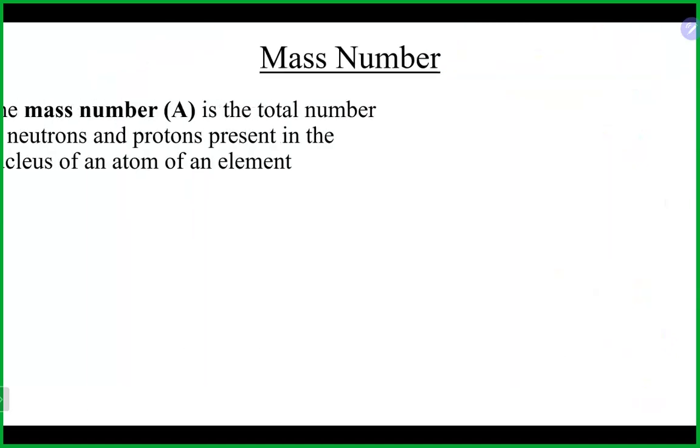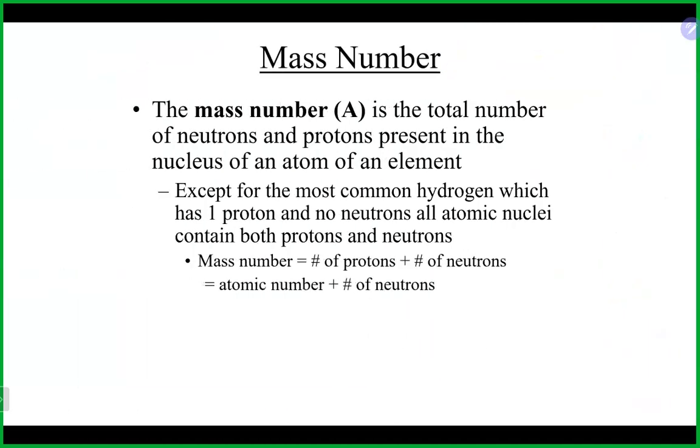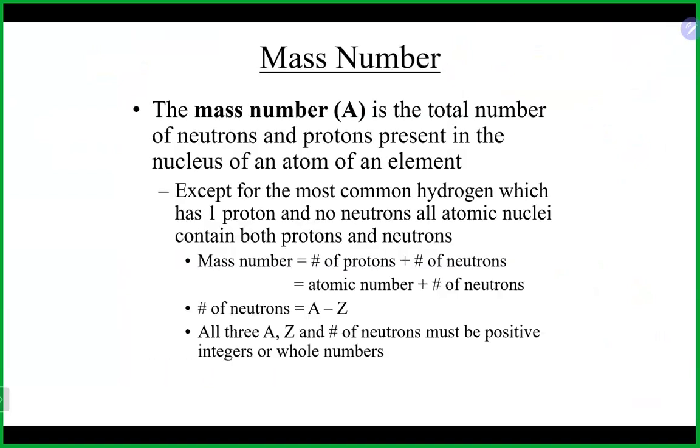Another important number is the mass number, which is abbreviated with an A. The mass number is the number of protons and neutrons that you have in an atom's nucleus. If we think about those two things, we have our mass number, which is our number of protons plus our number of neutrons. We have our atomic number that we just talked about, which is our number of protons.